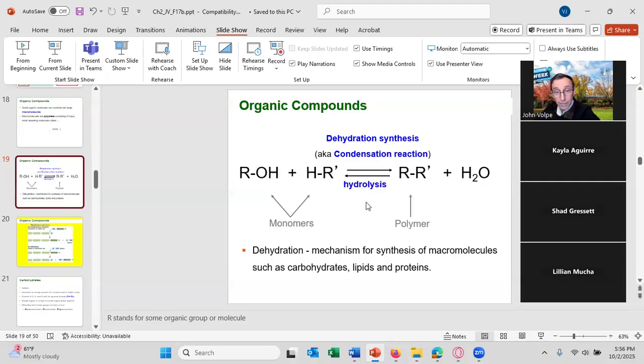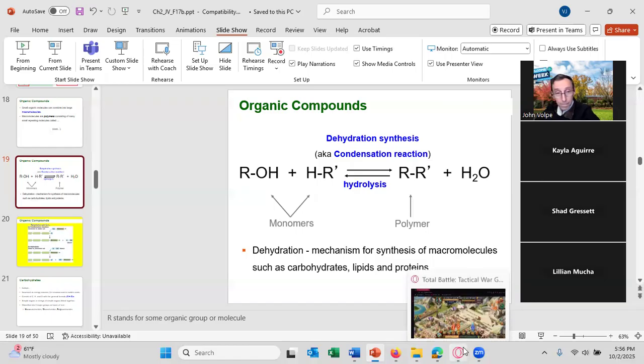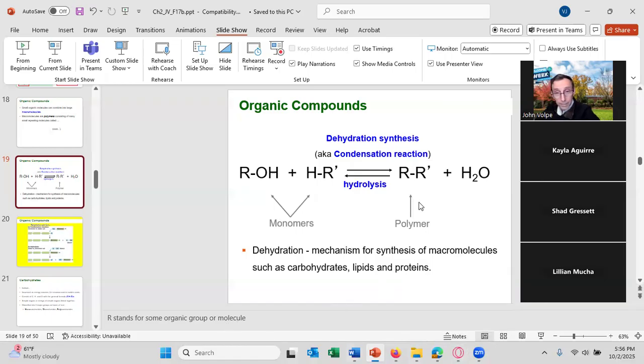So hydrolysis is just the reverse of dehydration synthesis. And remember, dehydration synthesis is also called the condensation reaction. I usually call it dehydration synthesis because you're synthesizing a larger molecule. And it's called hydrolysis because you're using water to split the larger molecule into the smaller molecules.